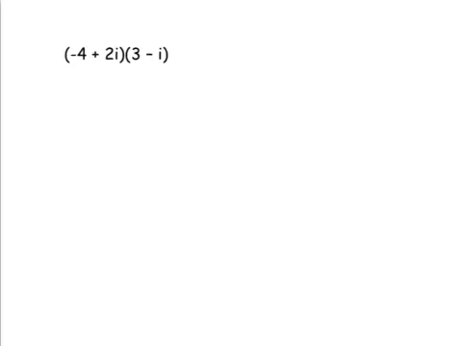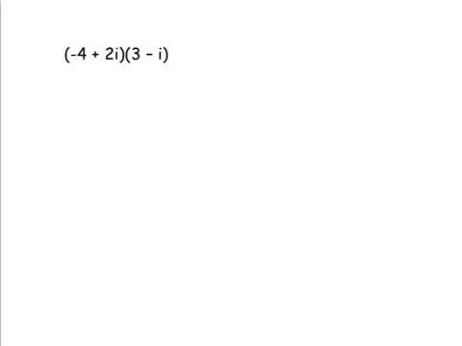Alright, so we're going to do some operations with imaginary numbers. Now, one important concept to remember is that you can basically do everything like you normally do if you had, say, negative 4 plus 2x times 3 minus x. The only difference is that when you get i squared, it becomes a negative 1. That's the only difference you really have as opposed to doing this with x's. So you can still use many of those same concepts.